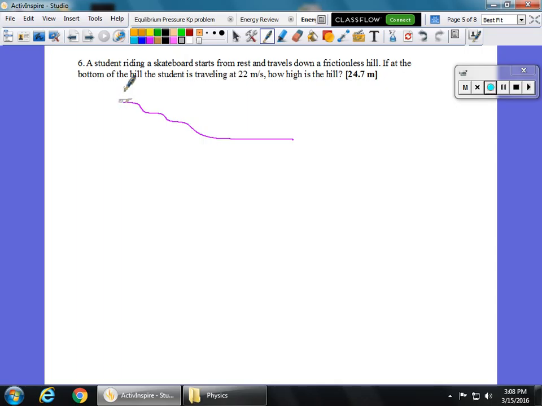The problem is asking us, this is my terrible drawing of a student on a skateboard, to calculate the height of the hill based upon some information about velocity at the bottom. So initially the student is at the top of the hill with 0 velocity. They're going down a frictionless hill, and it tells us that at the bottom the student is going 22 meters per second. That's up in our problem. And we're not given any other information.